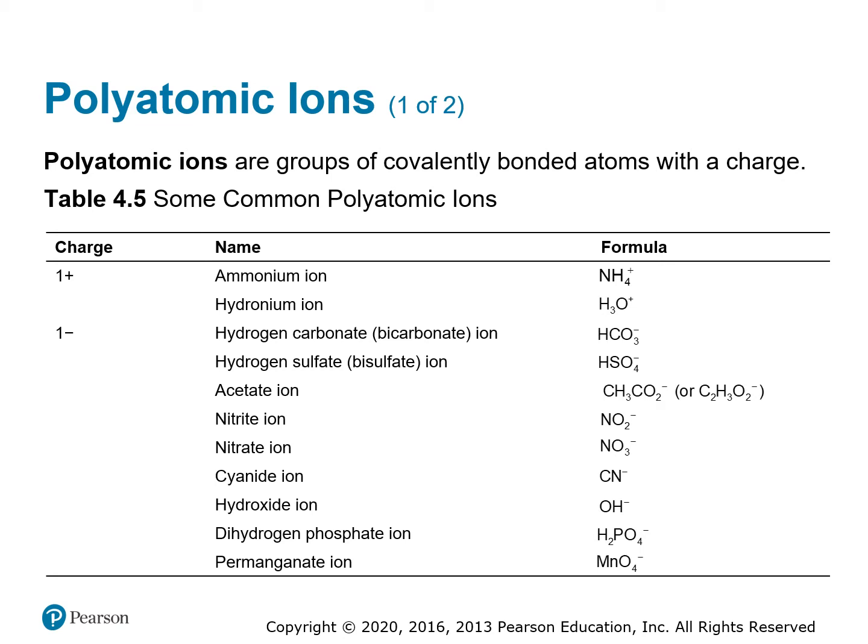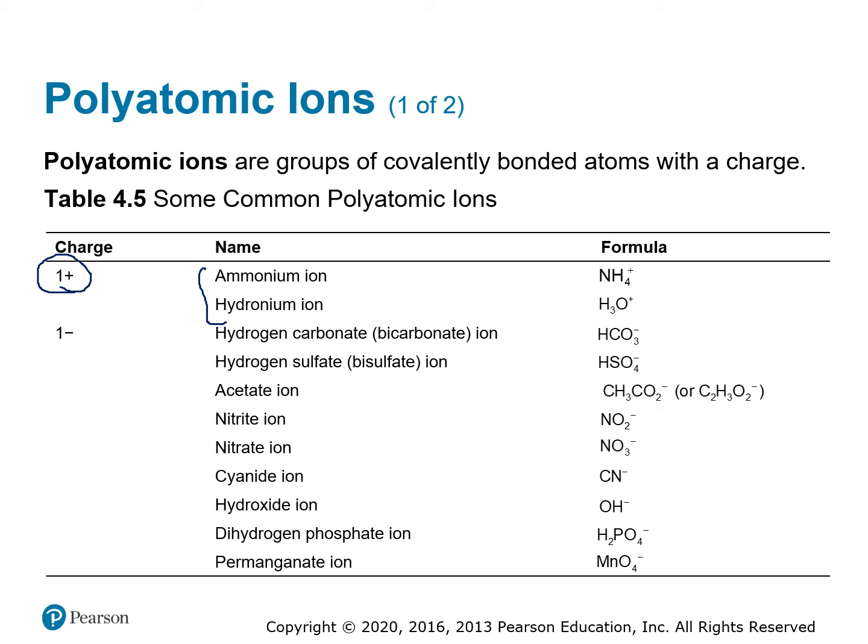Only two of them have a charge of +1. Other than that, all polyatomic ions are negatively charged. So ammonium ion is NH4+, hydronium ion is H3O+. This is one more thing that you'll have to memorize, one more table that you should know. You should know the charges, the names, and the formulas. Hydrogen carbonate has a charge of -1, hydrogen and then CO3 is carbonate. Hydrogen sulfate is HSO4-.